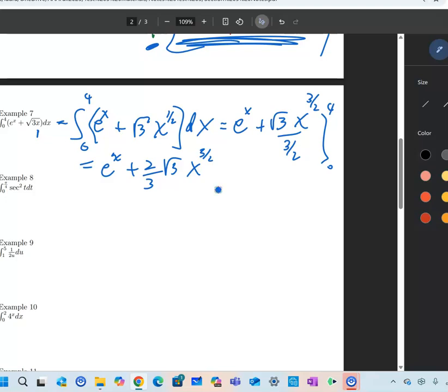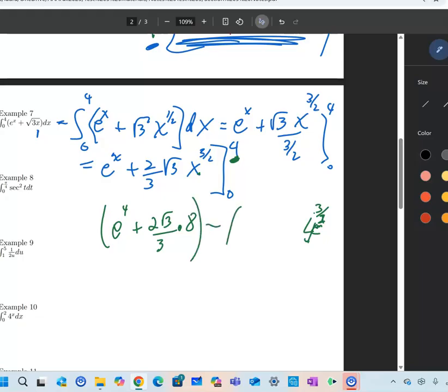Okay, so then I still have this. So you always carry this along until you actually go do the plugging in. So if I plug in x equal 4, right, I get e to the 4 plus 2 root 3 over 3. And you know that, let me just write it here, 4 to the 3/2 power. So I would be taking the square root of 4, which is 2, and cubing it, and that would give me an 8. Minus, so be careful with that 0.